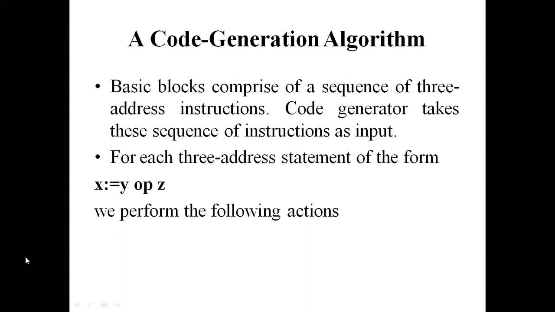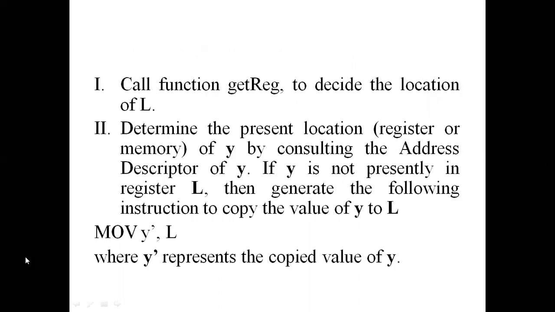And here, for each three address statement, the statement should always be in the form of x = y op z, right? If you have a statement like this, the name of that statement is a three address statement, then what are the actions that we need to perform? Here we have the following actions. First, initially we need to call a function. What is the function? It is the getReg function. With that function we can decide the location L, which is nothing but a register here.